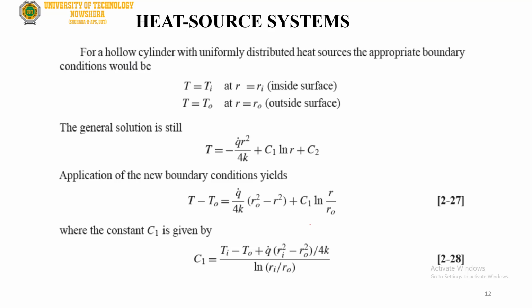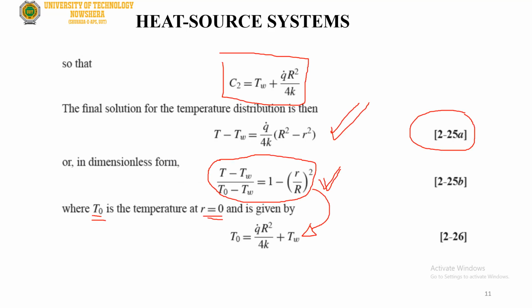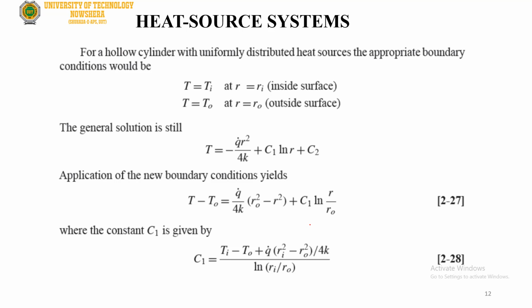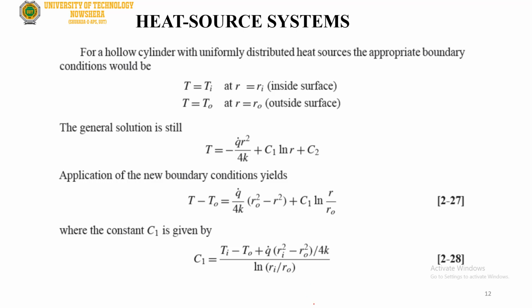We can also discuss this heat generating source for a special case. For example, if you have a hollow cylinder, a cylinder with some thickness and it is hollow, then by using the same procedure, we can have values for arbitrary constants C1 and C2, and then we can find the equation for temperature distribution.